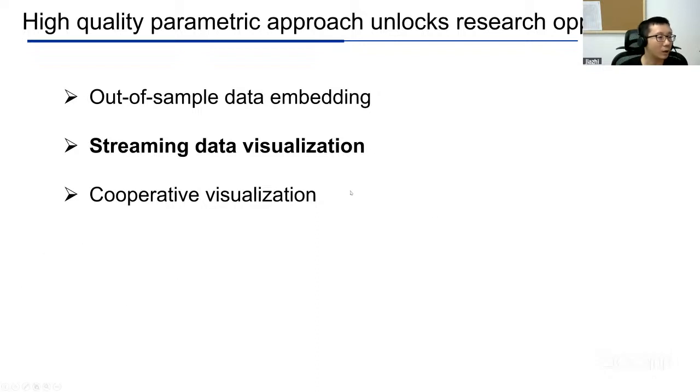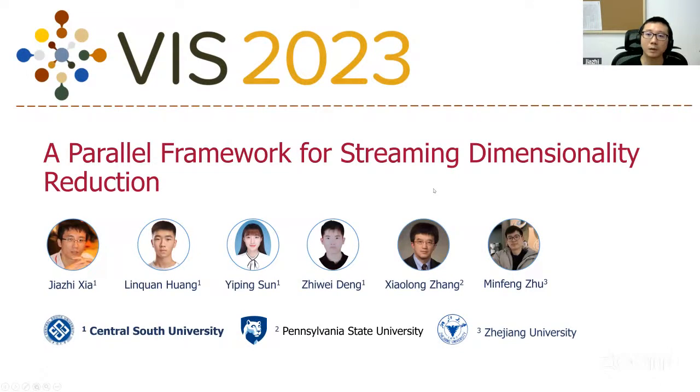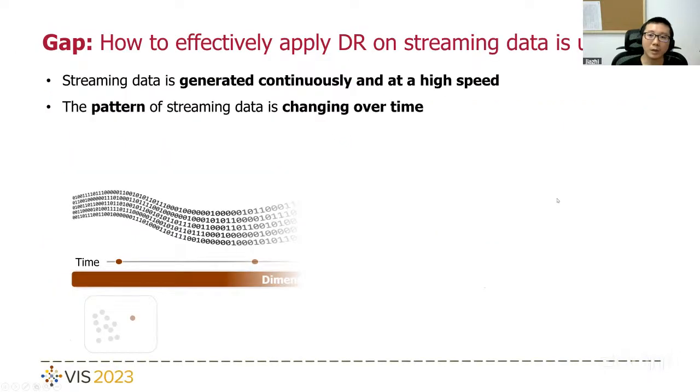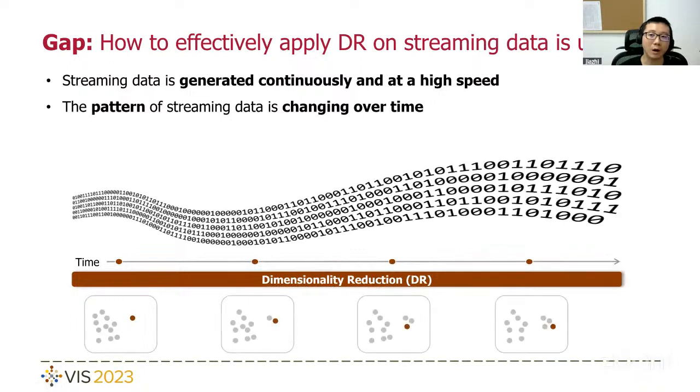Next, let's talk about the streaming dimensionality reduction. Our paper in VIS 2023 explored the streaming data visualization based on our parametric dimensionality reduction. Streaming data visualization is a common task in visual analytics. However, the current dimensionality reduction methods don't support reuse and local update. Their computation is also time-consuming. Handling high-speed and time-varying streaming data is a challenge.